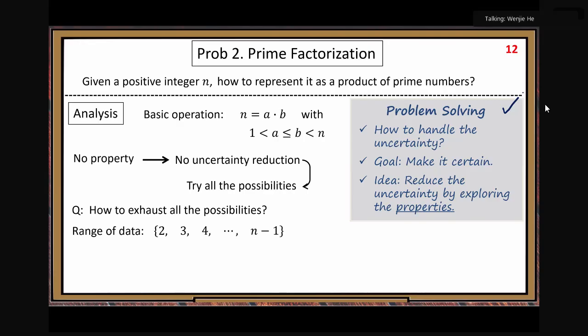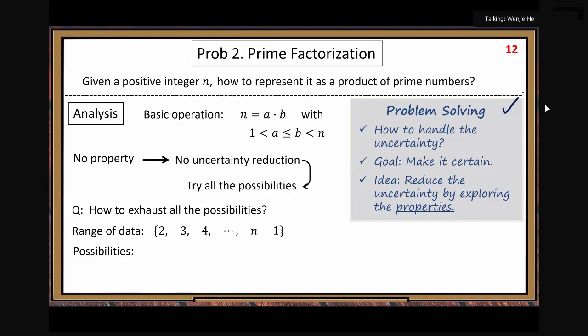You only need to look up the non-trivial factor in this range. Outside of this range, you don't need to waste your time, right? Only in this range. Okay? So do the testing in this range for a non-trivial factor. Possibilities are here.